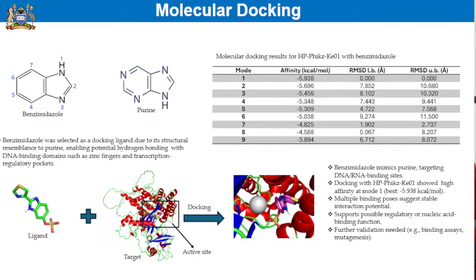This is one of the derivatives of pacimidazole, and the target is our predicted protein, and the active site that we found using CAST-P is the site where we are going to dock, and this is the result. If you look at the molecular docking results, the affinity, you could find at mode number 1, the root mean square deviation was 0. It means there was perfect binding. Yes, that means the protein has confirmed that it's used in binding nucleic acids.